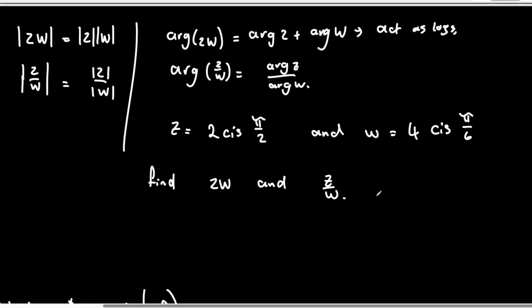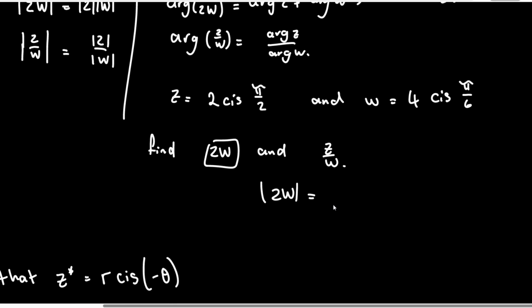Okay, so first things first, since it's a multiplication, I'm first going to find my modulus or my moduli. We know that they just literally multiply. So we got 2 times 4, so that's 8.